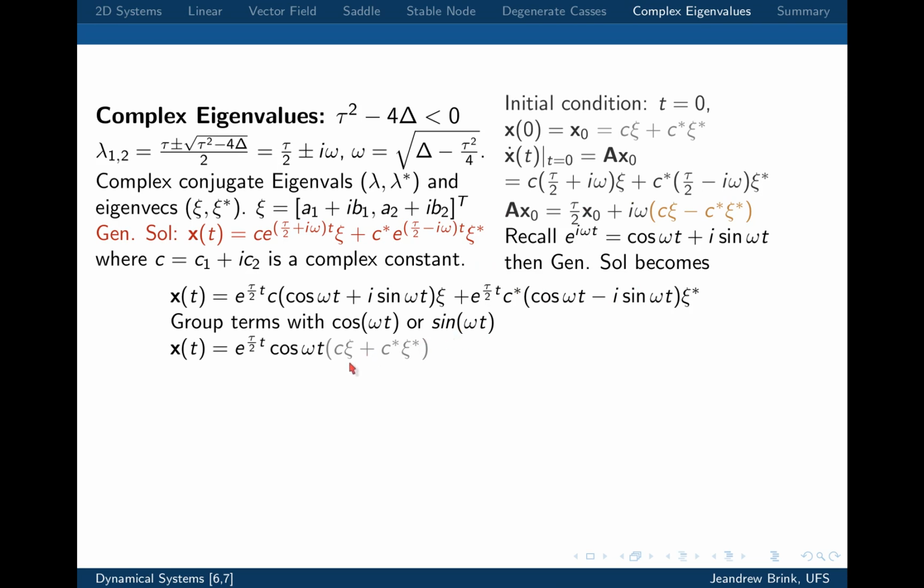Okay, and then I'm going to group the terms of cos omega t and sine omega t together. And what I then get is very convenient, because it allows me to replace these abstract constants and associate them directly with my initial conditions. So if I group cos omega t, take everything in front of cos omega t, I'm going to get that exponent times c times the eigenvector plus c star times the other eigenvector. And I immediately know that this is just the initial condition over here.